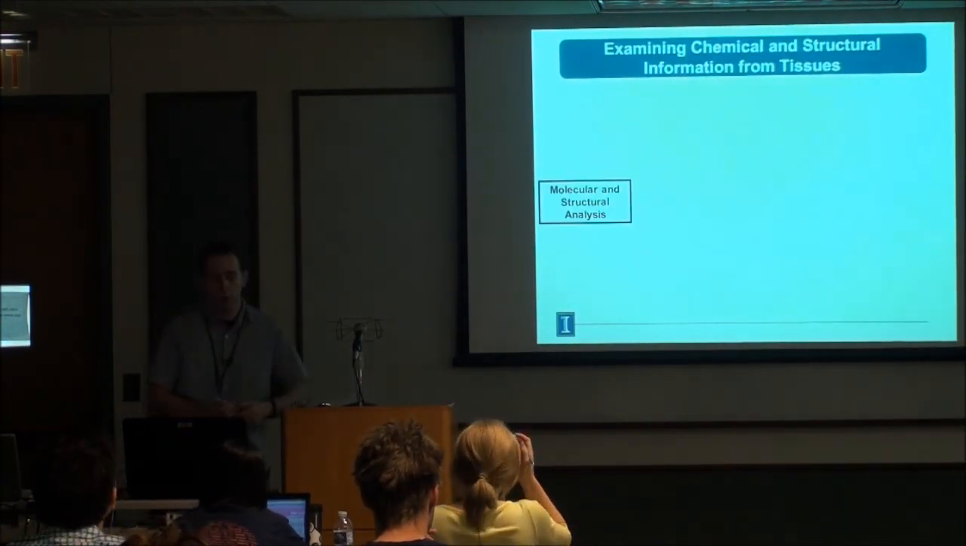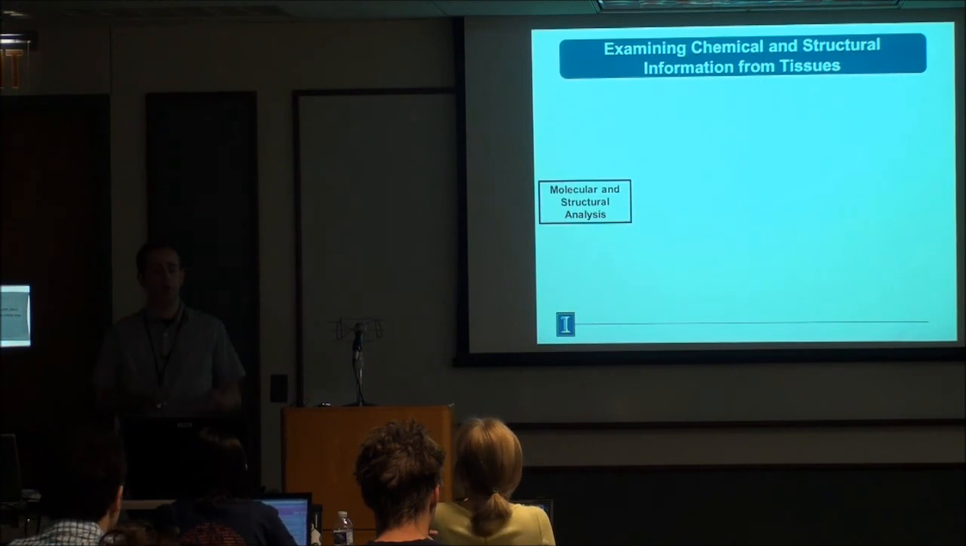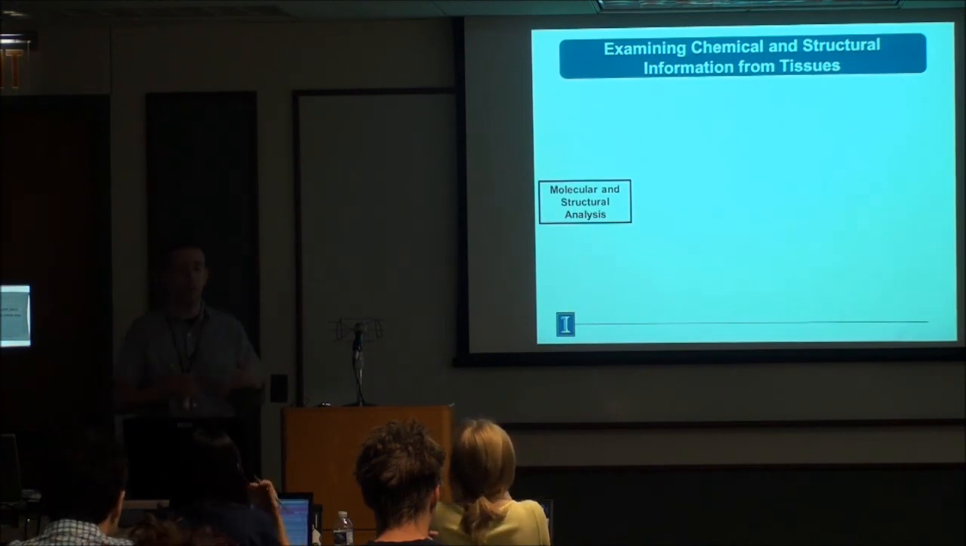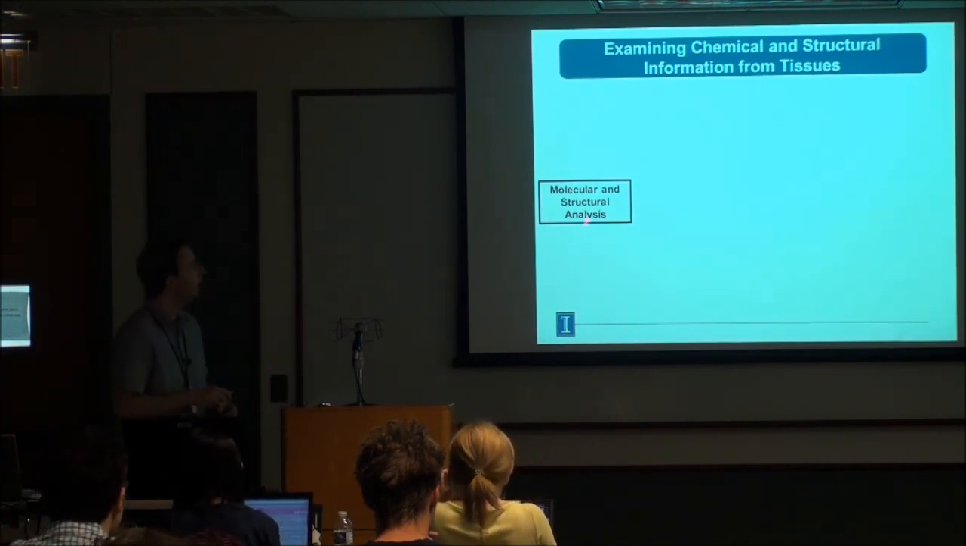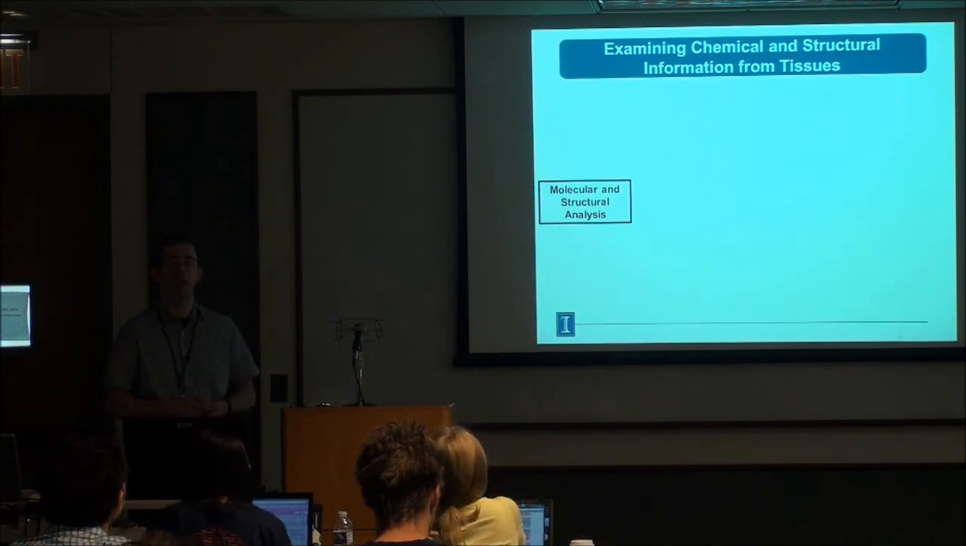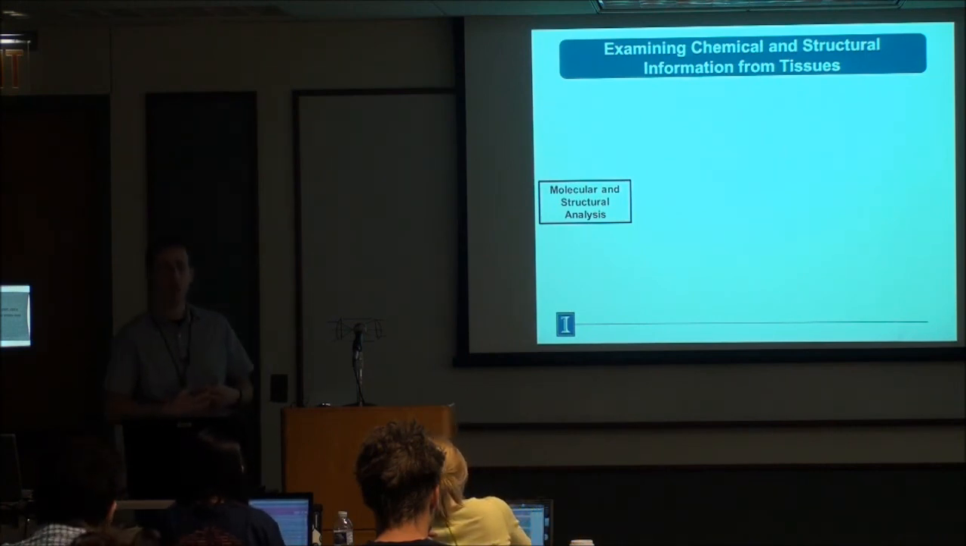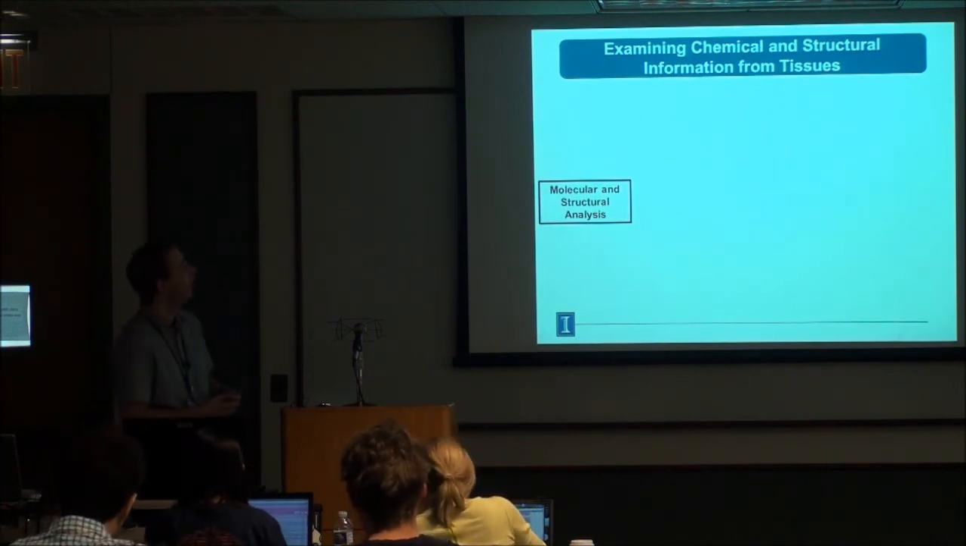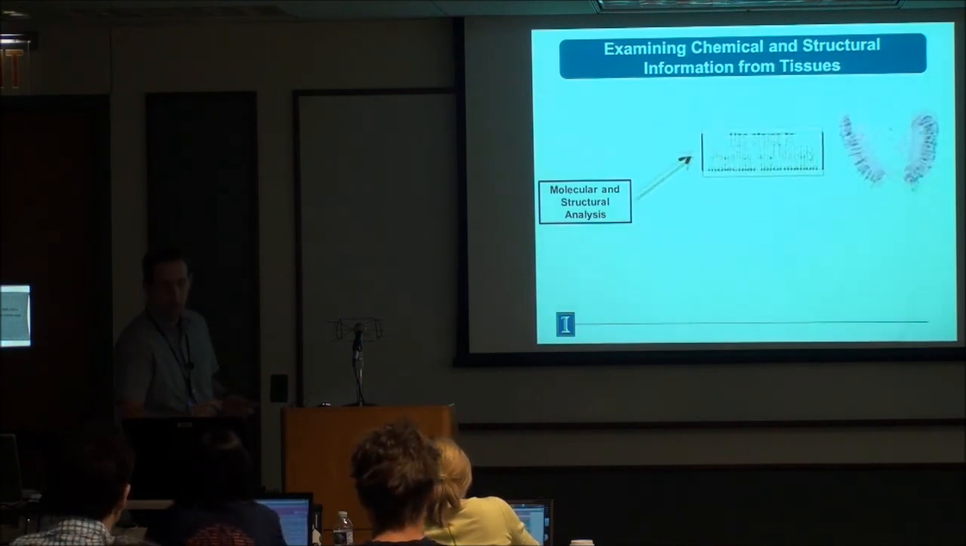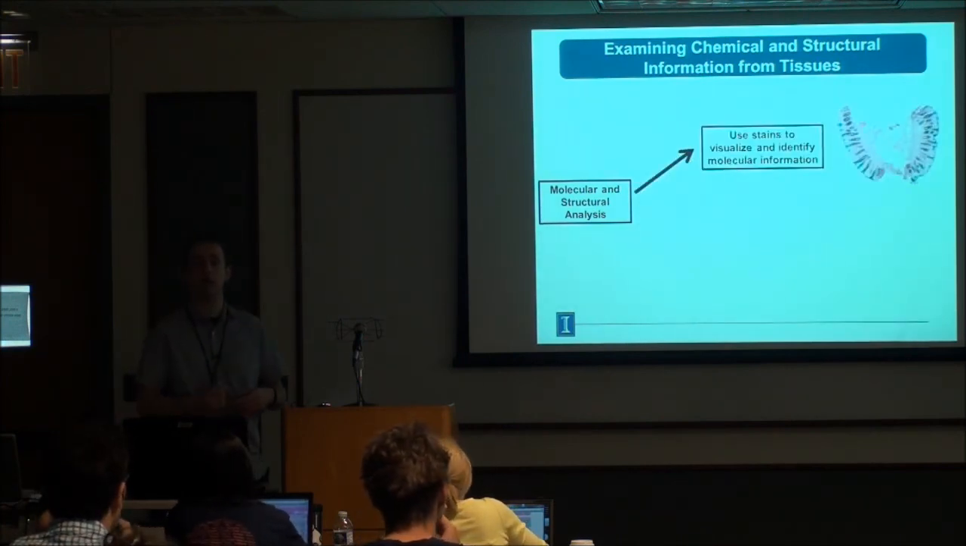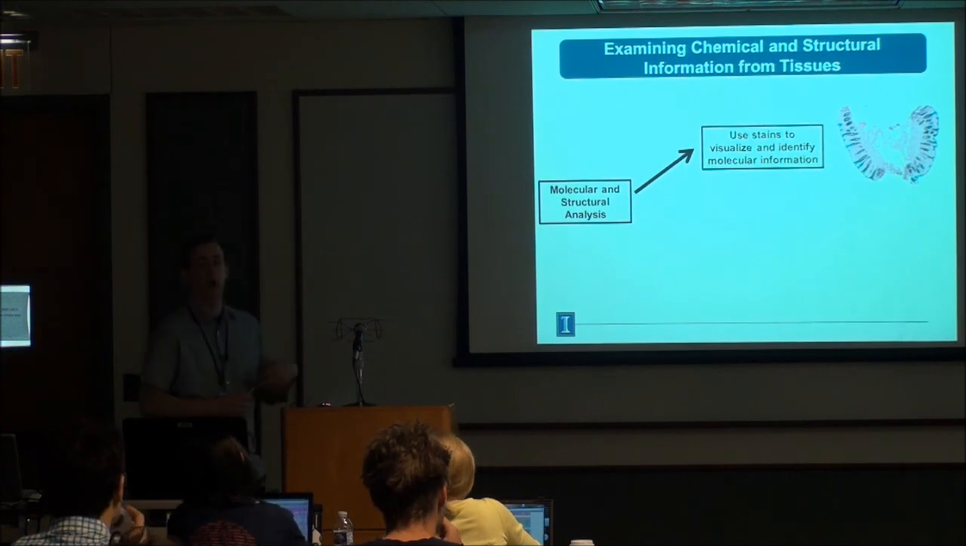Okay, so the general goal of our group, certainly on the bio side, is looking at molecular and structural analysis. If you're interested in molecular and structural analysis, the conventional way to do this is to use staining. This can be spatial staining or immunohistochemical staining.